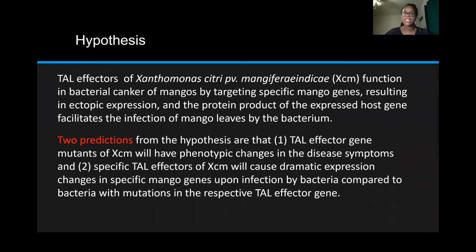TAL effectors of Xanthomonas citri pv. mangiferaeindicae function in bacterial canker of mangoes by targeting specific mango genes, resulting in ectopic expression, and the protein product of the expressed host gene facilitates the infection of mango leaves by the bacterium. So that leads me to have two predictions. One, TAL effector gene mutants of Xanthomonas citri will have phenotypic changes in the disease symptoms, and two, specific TAL effectors of Xanthomonas citri will cause dramatic expression changes in specific mango genes upon infection by bacteria compared to bacteria with mutations in the respective TAL effector gene.